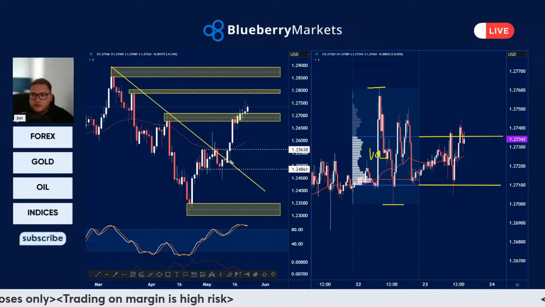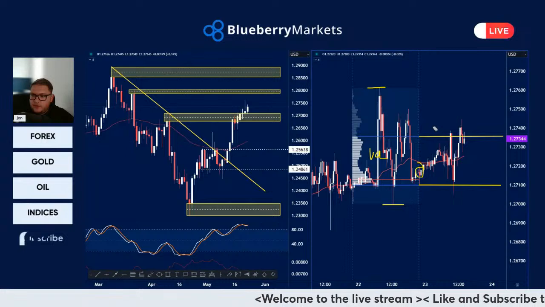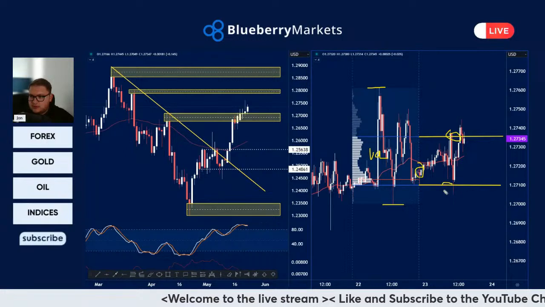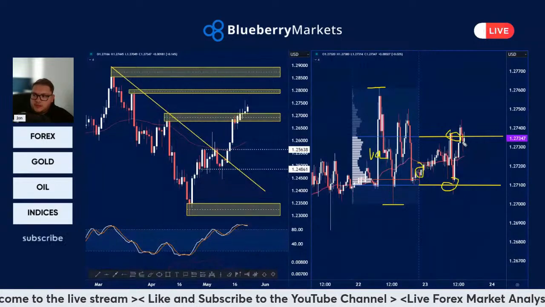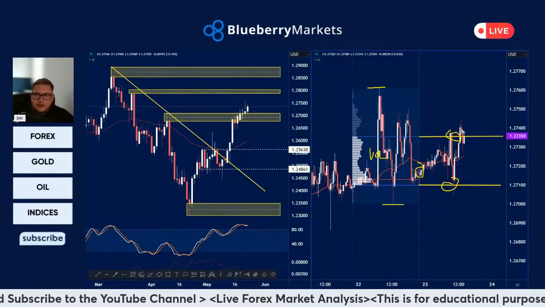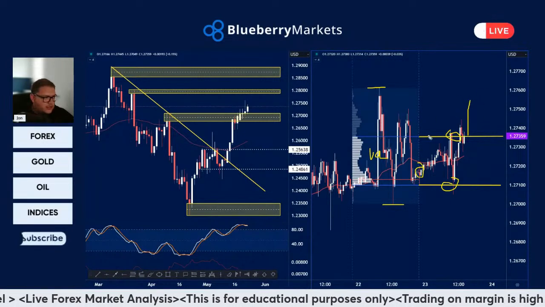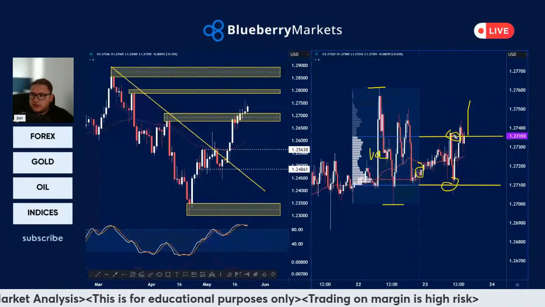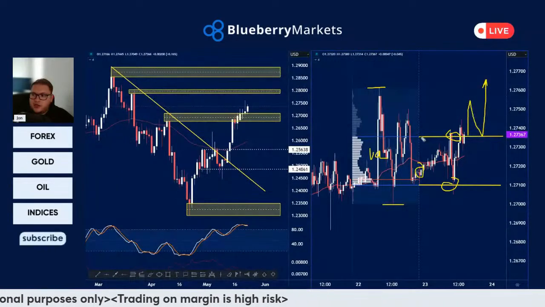Usually when the market opens within a previous day's value area, it can stay within that. That's what we're seeing here, the market bouncing between value area low and value area high at this moment. So if we want to be long side on cable, I would want to see a breach above these highs. It shows me there is intent to see moves higher, and we can maybe look for some kind of continuation move.